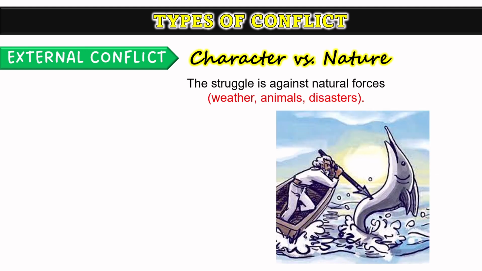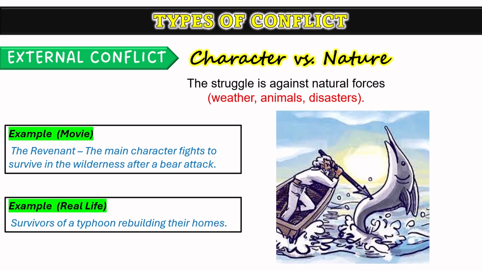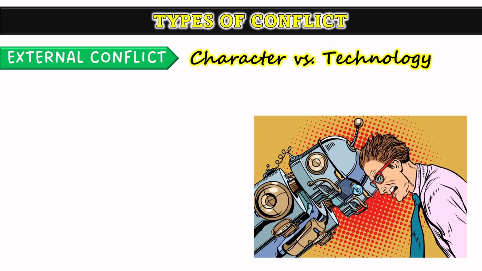Character versus nature. The struggle is against natural forces such as weather, animals, or disasters. For example, the movie The Revenant, wherein the main character fights to survive in the wilderness after a bear attack. In real life, an example of which is survivors of a typhoon rebuilding their homes.